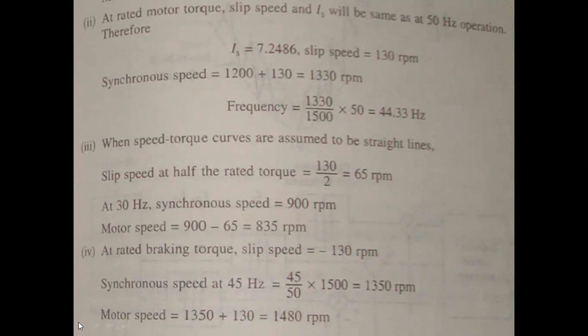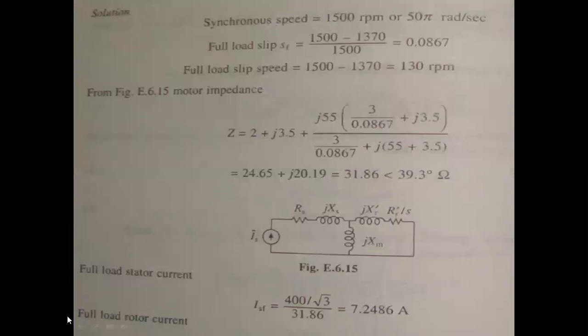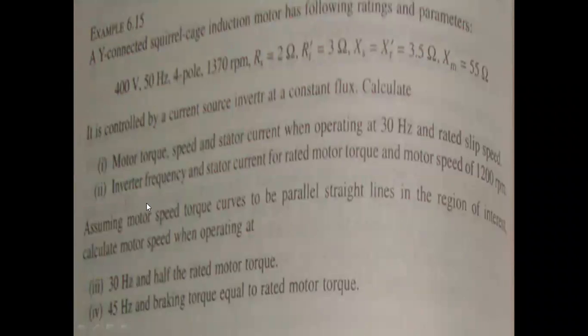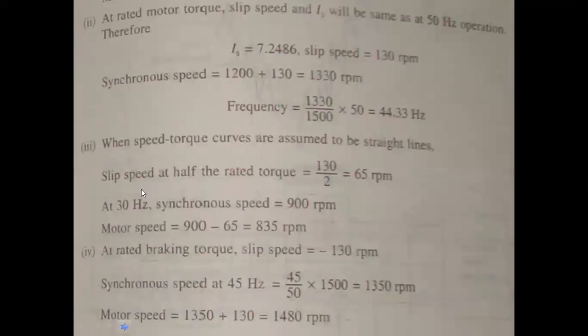So see here what we have to find first. We have to find the inverter frequency and stator current IS for rated motor torque. So the torque is same, but the speed is changed to 1200. Torque is same, rated motor torque only, and at speed 1200 RPM, we have to find the inverter frequency and stator current.